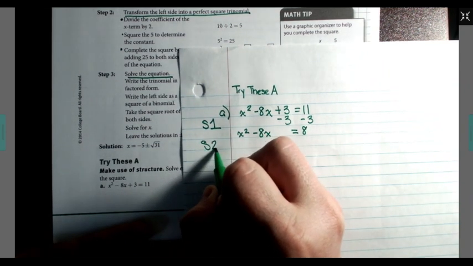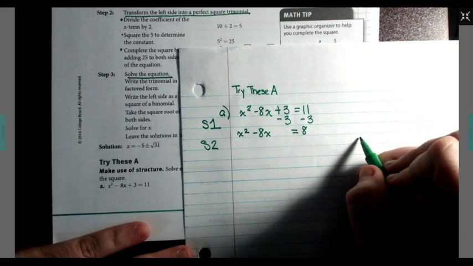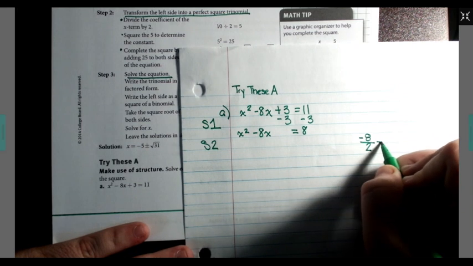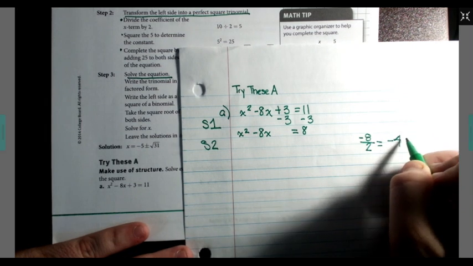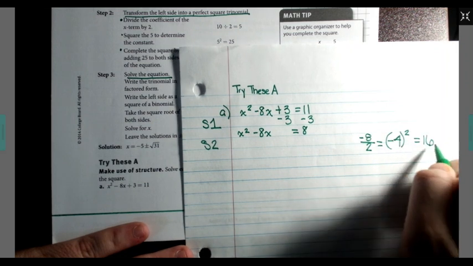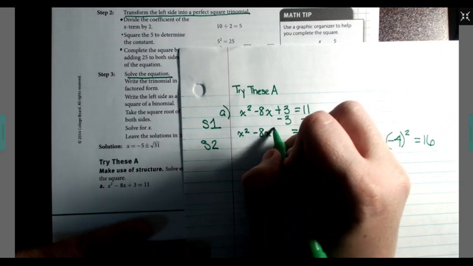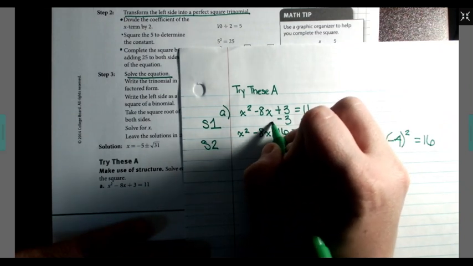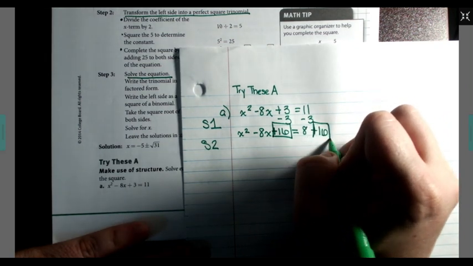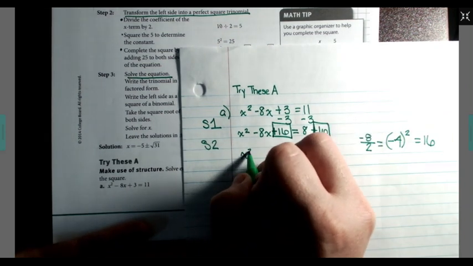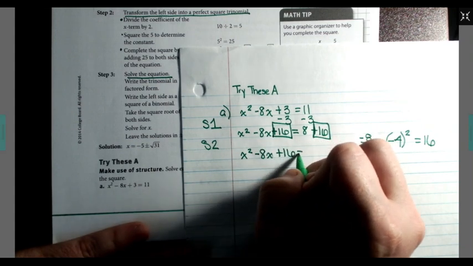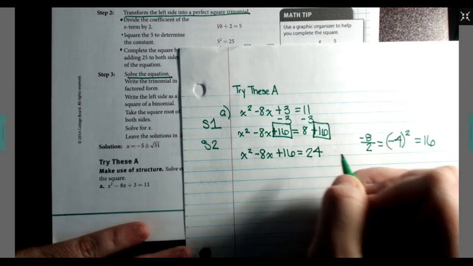Next, in step 2, we're going to complete the square. That says we're going to take the b term, negative 8. We're going to divide by 2. That gives me negative 4. And then we're going to square that. That's going to give me 16. So we are going to add 16 to both sides of the equation. So we have x squared minus 8x plus 16 equals 24.